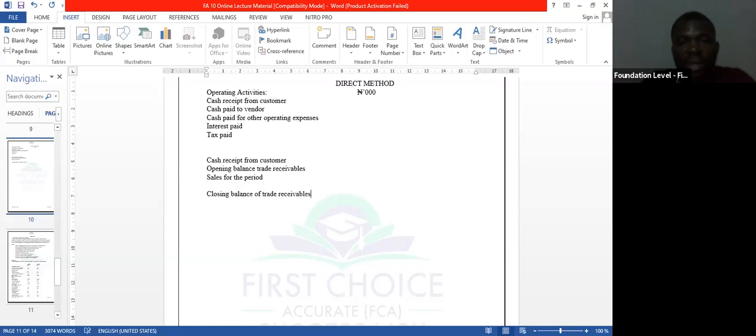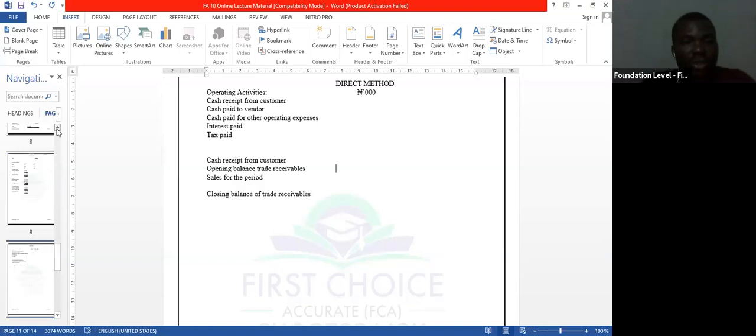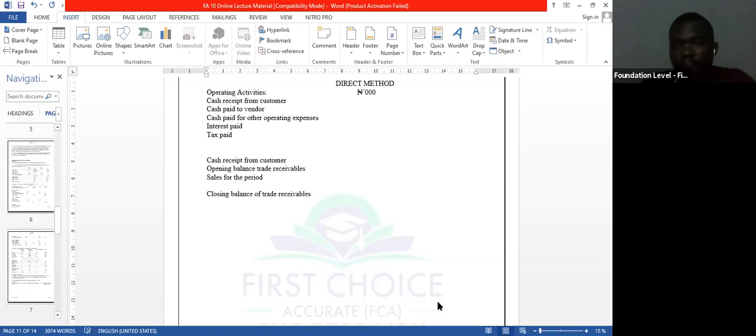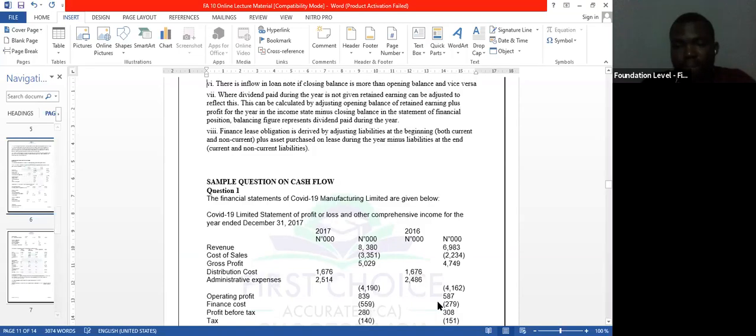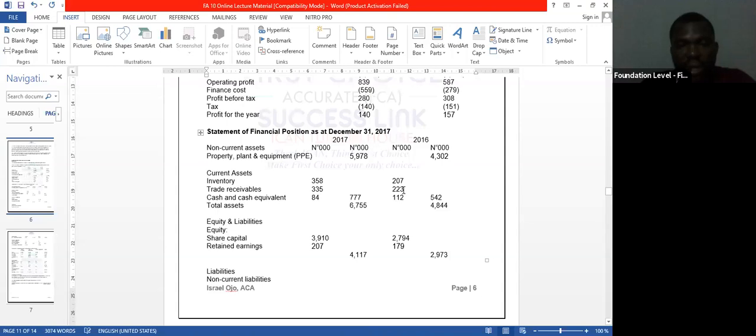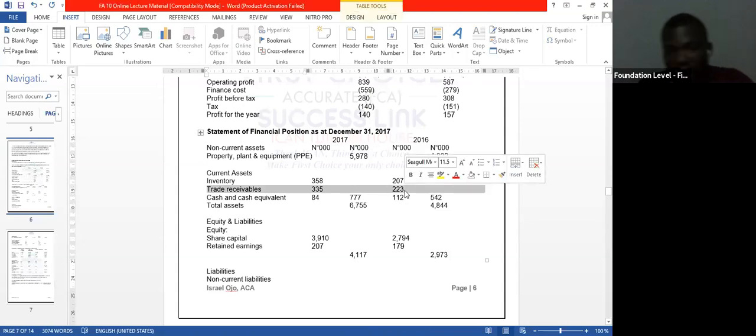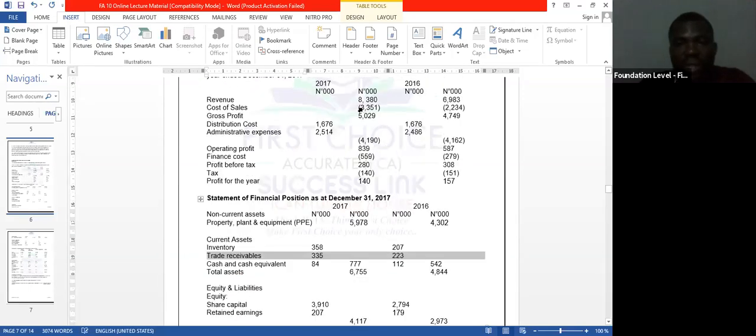Okay, now let's start with that. What is our opening balance for trade receivables? If you look at the question, I'll just scan through it because of our time. Okay, so we have our trade receivables here. We have it to be 223, and the second one to be 335. The other thing that we need to know is the sales. What is our total sales? So we scroll up to look at it. Our total sales are revenue, that's 8,380.